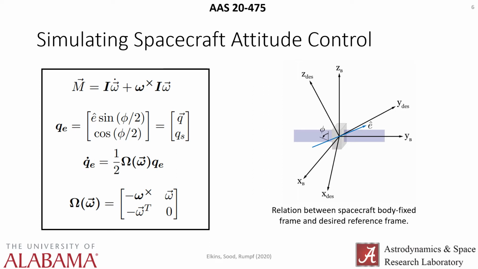axis, e hat. And then we integrate this equation, Q sub e dot, for the rate of change of the error quaternion using, again, Runge-Kutta order 4, and this capital omega matrix is the skew-symmetric product matrix of the body-fixed angular velocity. And here's the relationship. We want to teach the spacecraft to perform a large angle slew from this body-fixed frame to the desired frame, sub DES, here.